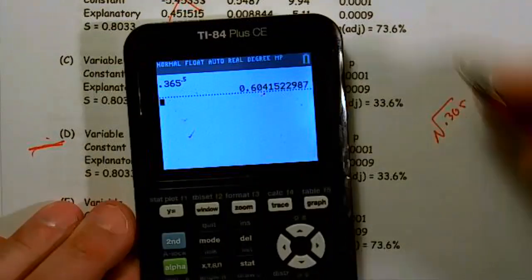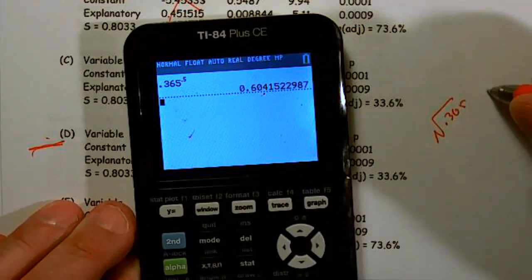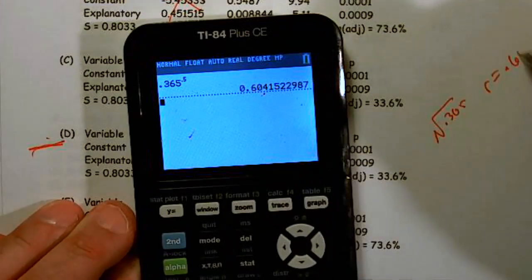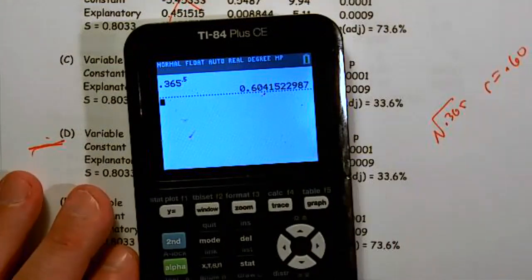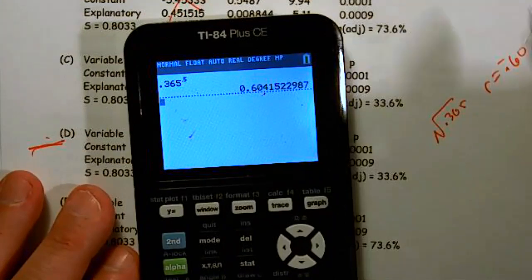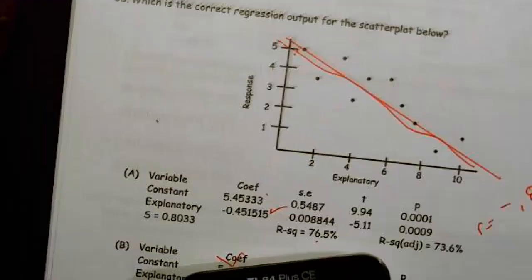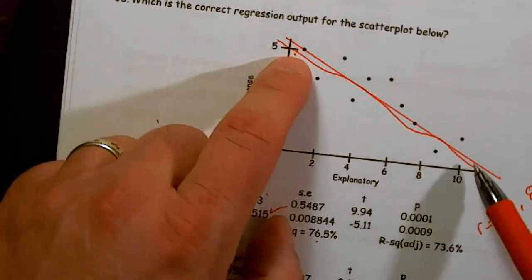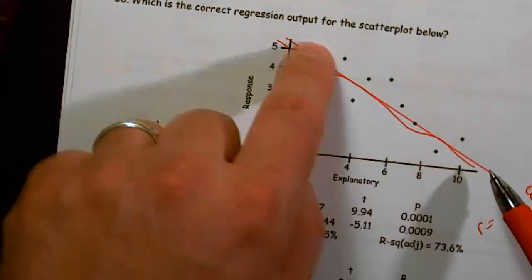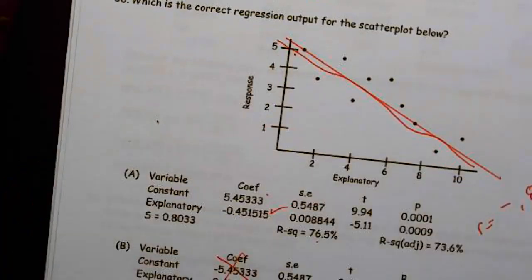And I end up getting 0.6. And that's moderately strong. So I have a strong one here and a moderately strong one there. And I'm going to say, on average, this is a fairly strong linear relationship.